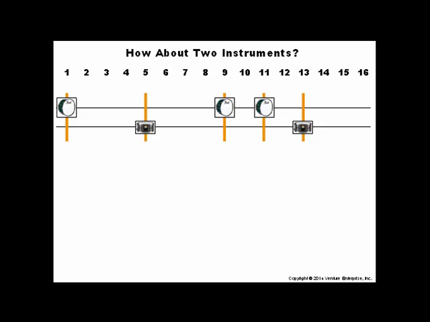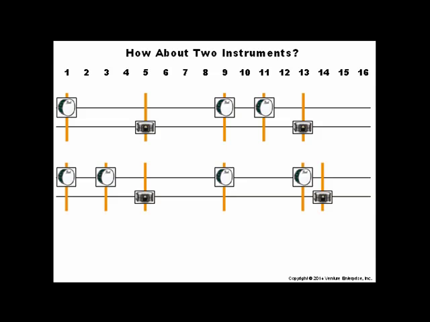Take this example where a bass drum uses the 1st, 9th, and 11th note to play, and a snare drum uses the 5th and 13th to play. How about another example where the bass drum plays on the 1st, 3rd, 9th, and 13th, and the snare drum plays on the 5th and 14th.